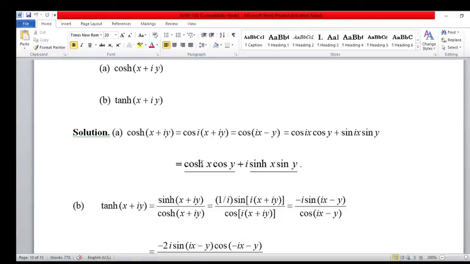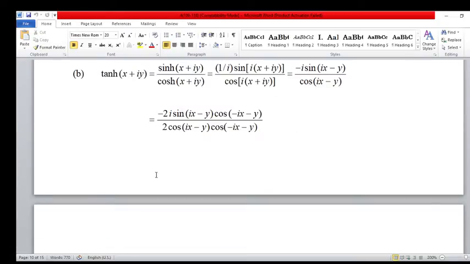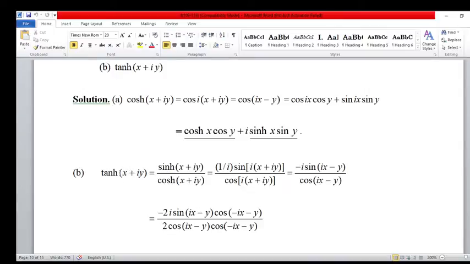So first is the real part and second is the imaginary part of cos hyperbolic x plus iy. Now again, tan hyperbolic of x plus iy is converted again into the sin upon cos formula. This is sin hyperbolic x plus iy upon cos hyperbolic x plus iy.